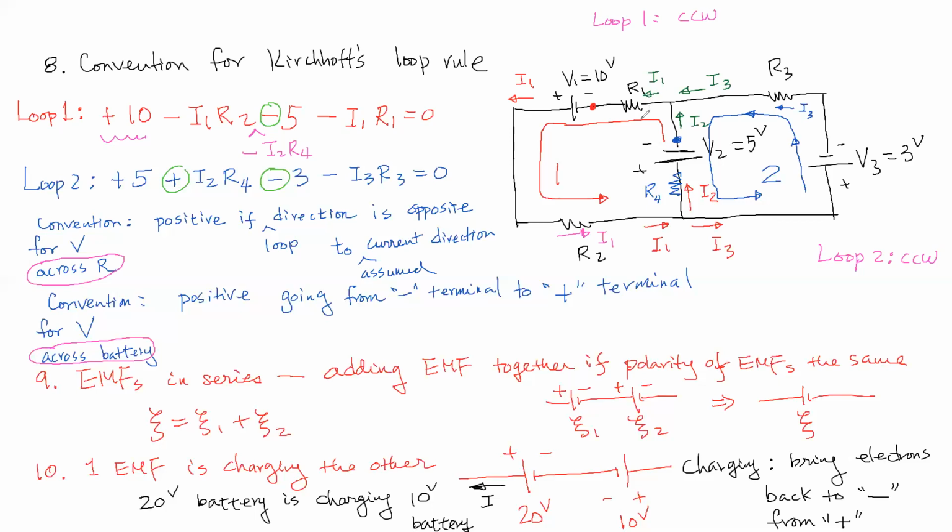Now the loop is going to the left, and the current is also going to the left. So both are the same direction. So that's a minus. So minus I1 R1. And now I'm back to the same point, so equal to 0. Okay.